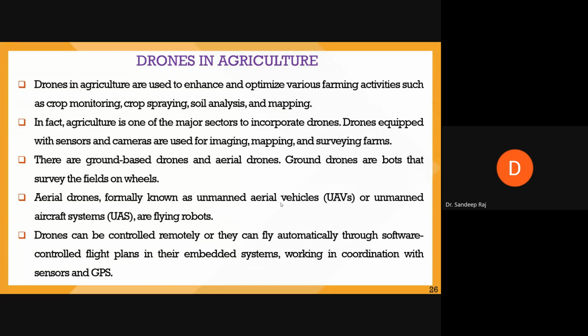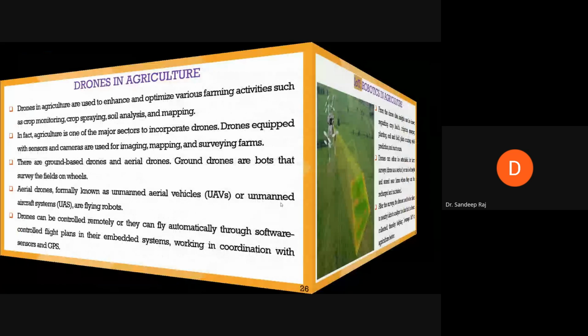There are ground-based drones and aerial drones. Ground-based drones are bots that survey the fields on wheels. Aerial drones, formerly known as UAVs, unmanned air vehicles or unmanned aircraft systems, are the flying robots. Drones can be controlled remotely or they can fly automatically through software-controlled flight plans in their embedded systems, working in coordination with the sensors and GPS.